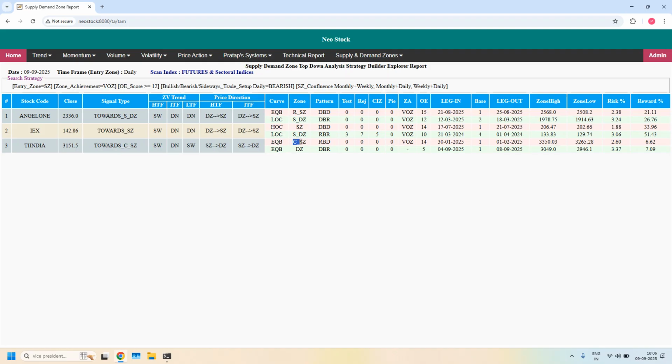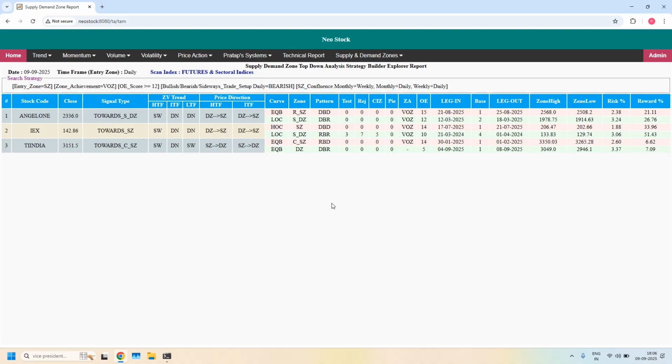In these 3 stocks, the daily supply zones overlapped with the weekly supply zone, and both together overlapped with the monthly supply zone. But the monthly trend is sideways. In a sideways trend, monthly EMA confluence does not give any advantage. So this is the bearish trade setup for monthly income trade.